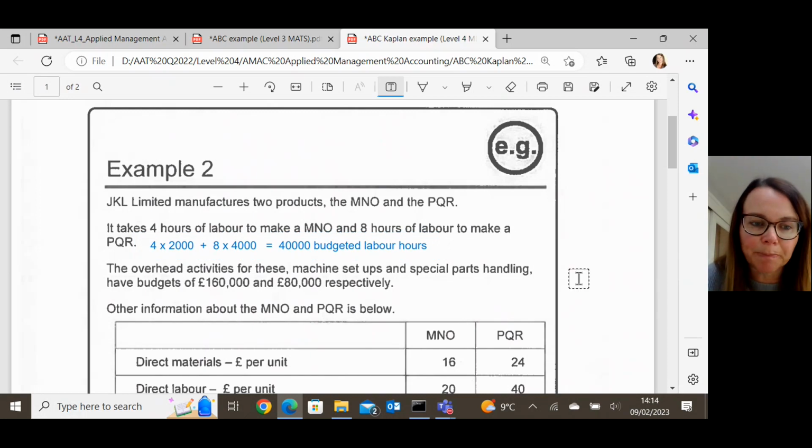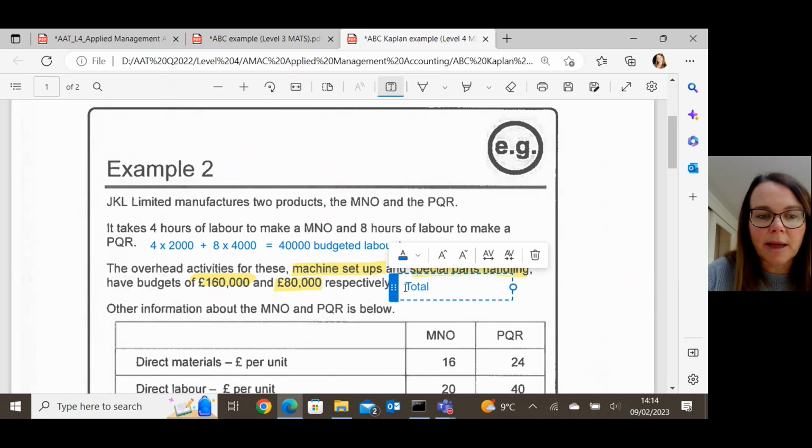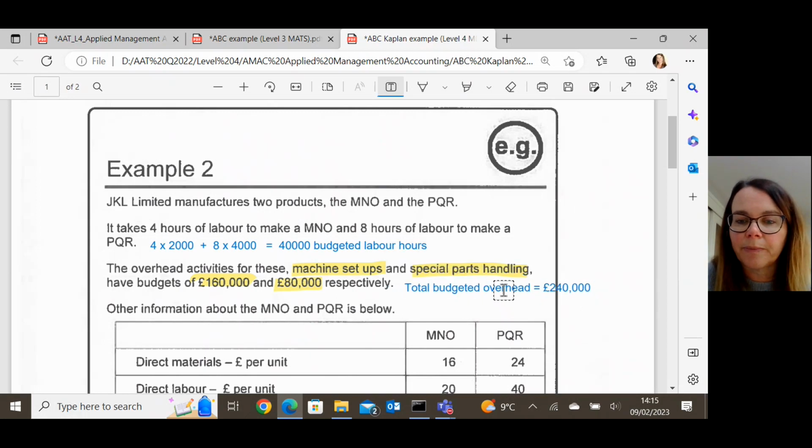We'll see why I've done that in a moment. The overhead activities for these machine setups and special parts handling have budgets of 160,000, so that's for machine setups, and 80,000, so that's for special parts handling. So overall, that gives me a total budgeted overhead of 160 plus 80, which is £240,000.